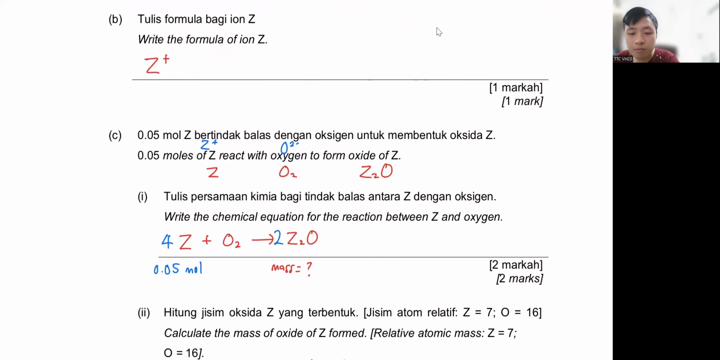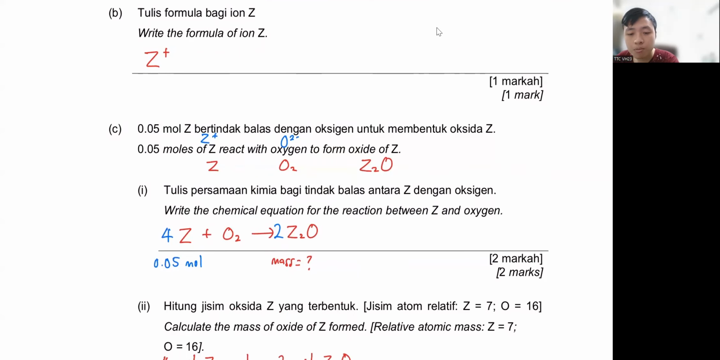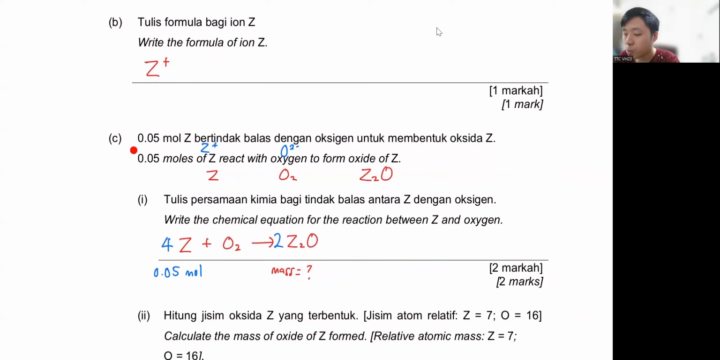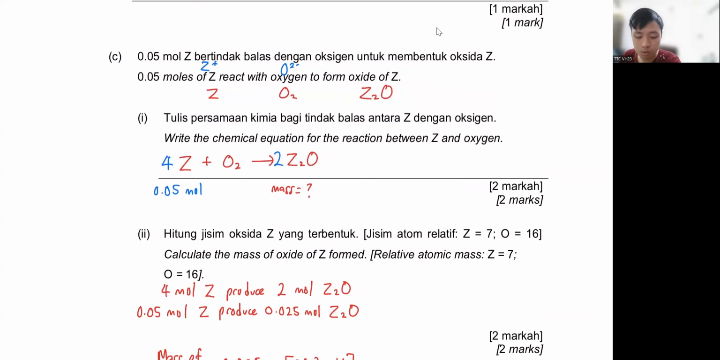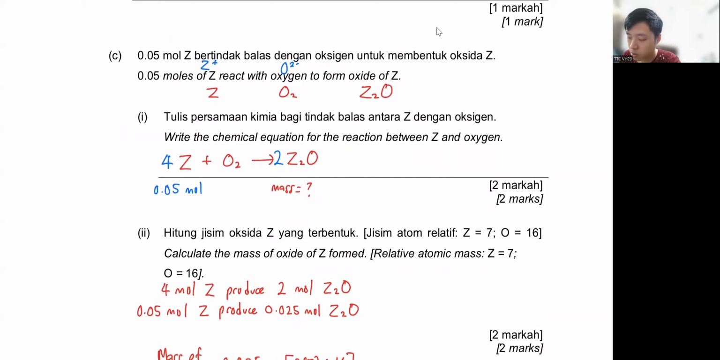BC2, just calculate the mass of oxide of Z formed. Now just do the number of moles, all that. They given 0.05 mole of Z already. So very simple, this is info already. Straight away you can do ratio. So 4 moles produce 2 moles of Z2O. They want this mass, how much? So 0.05 divided by 2 means 0.025 mole.